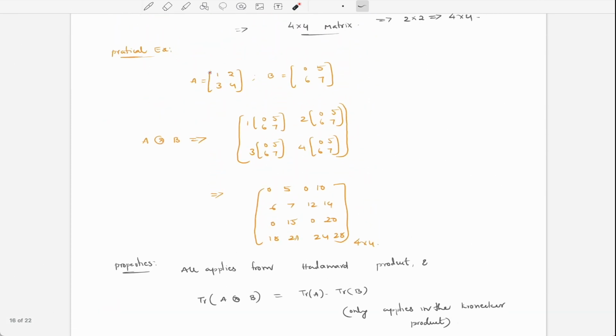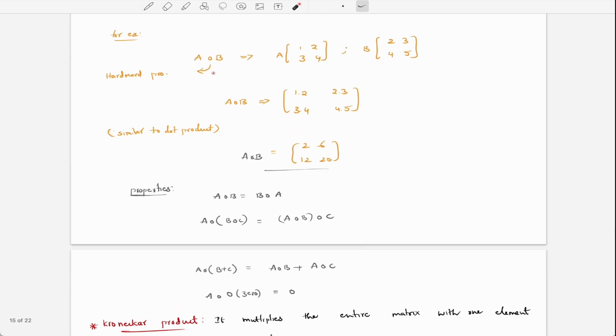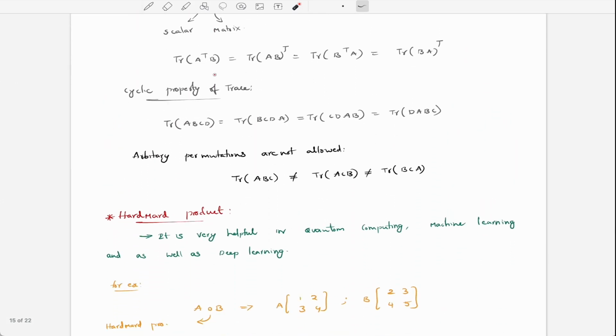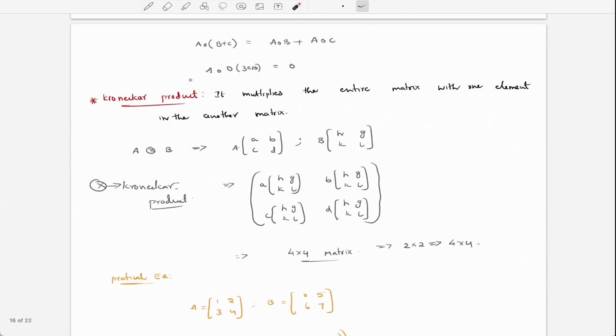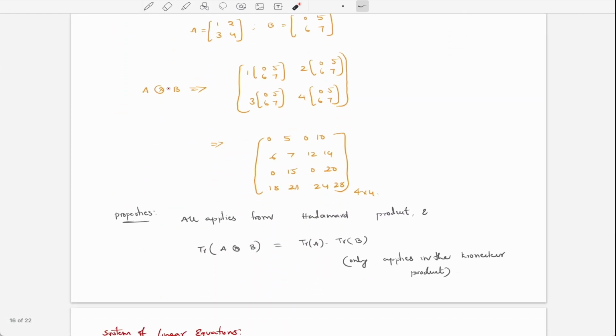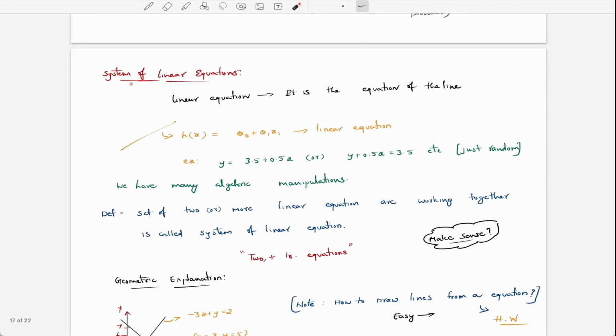In our previous lecture, we discussed a lot on the trace of matrices, the Hadamard product and the Kronecker product. Today we're going to discuss the system of linear equations. It's a big topic, so this lecture is going to be entirely on linear equations.